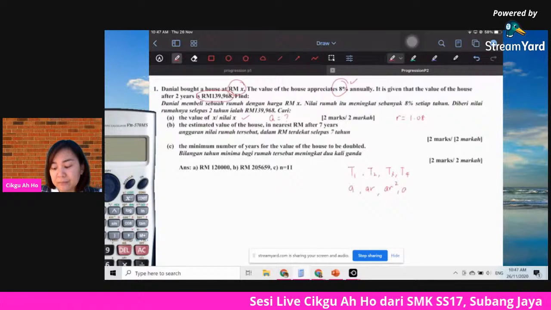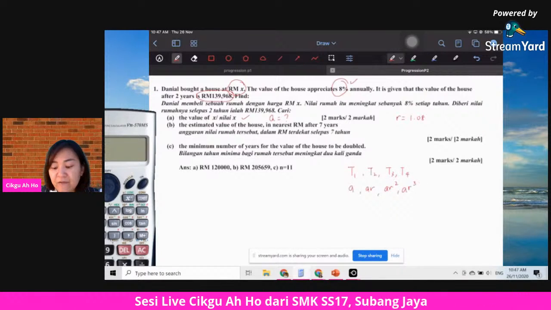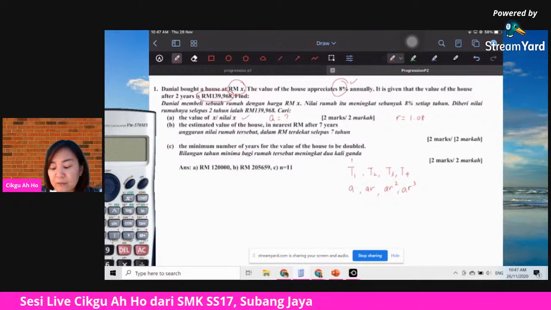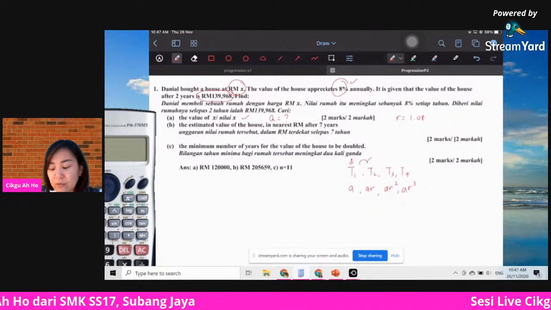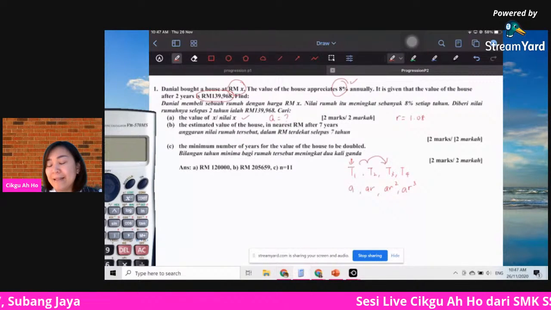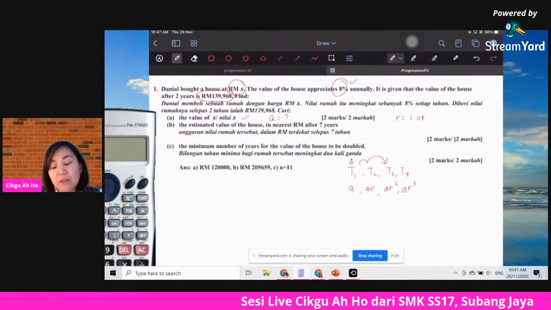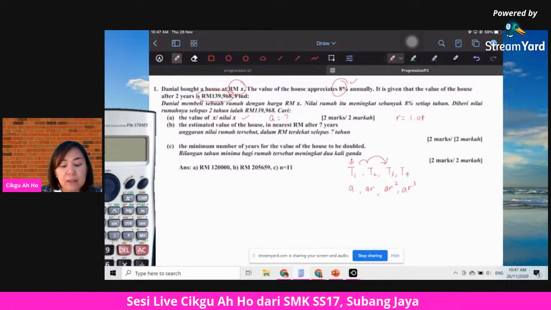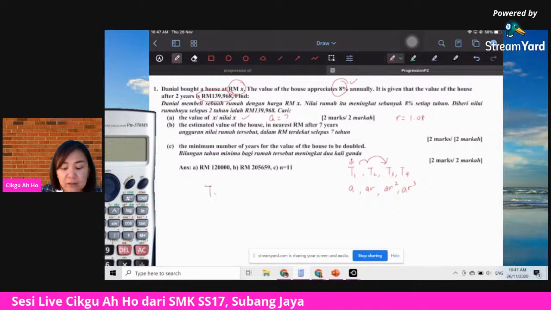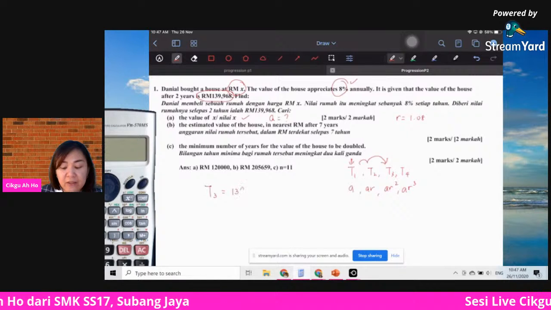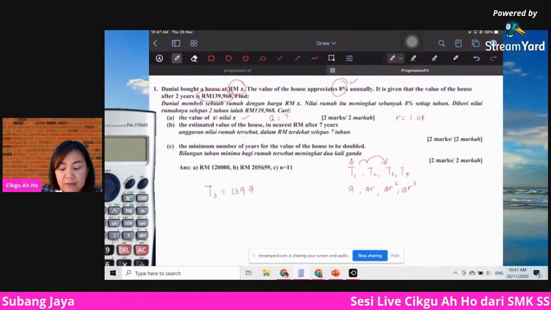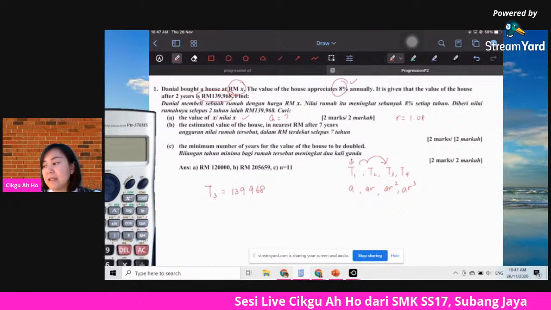One by one. Okay, this is first year. After 2 years, ni tahun pertama. Selepas 2 tahun. So itu adalah apa? Tahun yang ketiga. Okay, so tahun ketiga dia punya harga berapa? Adalah ini. So ini adalah tahun ketiga. Harga dia adalah 139,968. Okay, ini adalah harga ketiga.